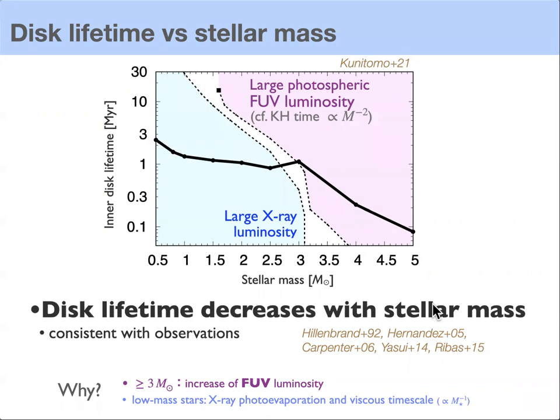The evolution of FUV luminosity plays an important role in the disk evolution in the intermediate mass stars, shown by the magenta region. And disks around low mass stars are mainly dispersed, mainly due to the X-ray photoevaporation.